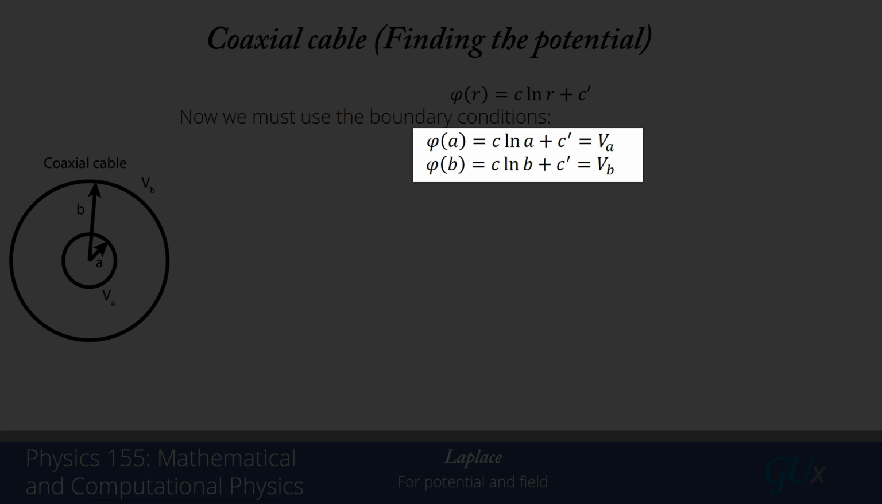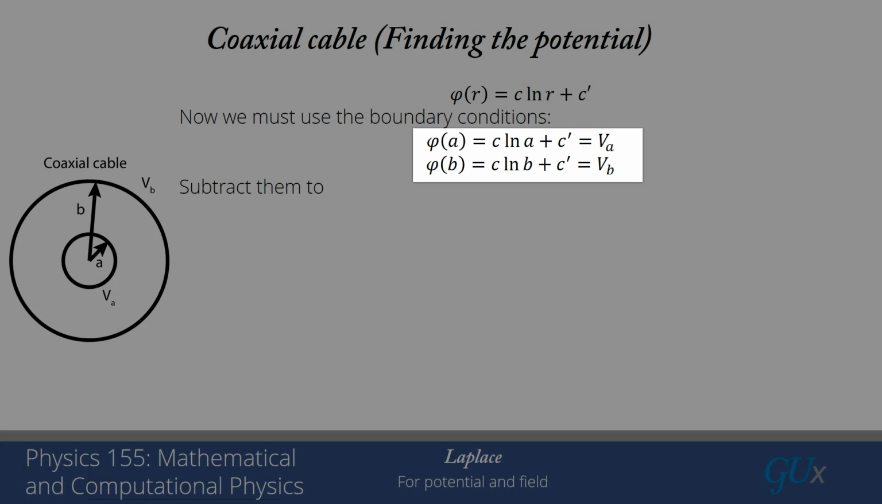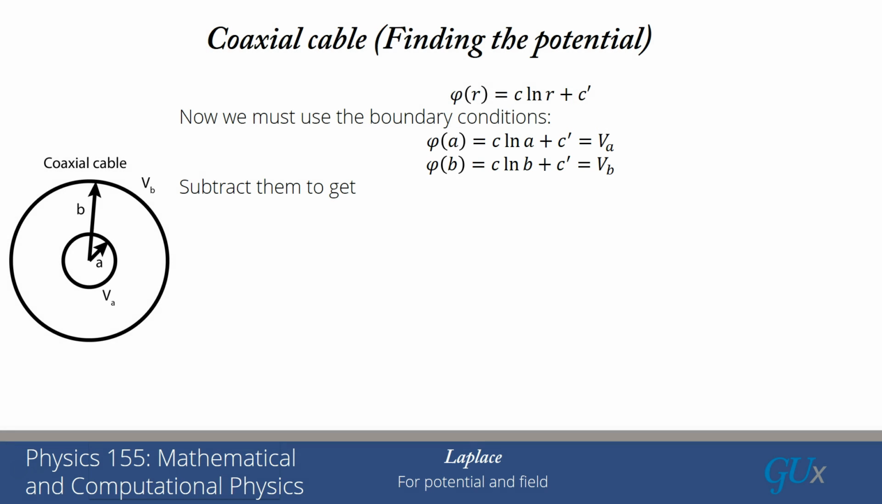And now we have to solve for these. And this might look a little formidable, but when you first look at it, you can recognize that if you subtract the two, you're going to get C times log A minus log B, but that's just C times log of A over B, and that will equal VA minus VB, and I can immediately solve for C. I get C as VA minus VB over the logarithm of A over B.